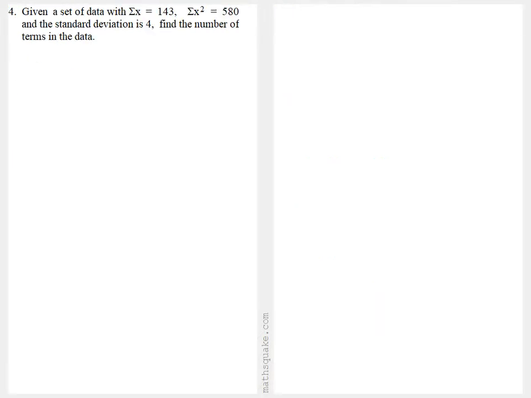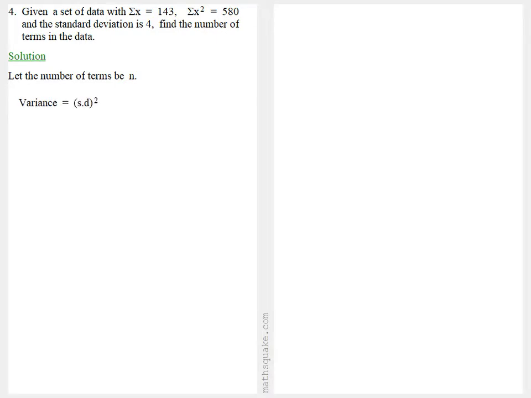Now in question 4, we're given a set of data with the sum of the numbers equal to 143. So sigma x is equal to 143. The sum of the numbers squared, sigma x squared, is equal to 580, and the standard deviation is 4. We want to find the number of terms in the data. Well, to solve this, let the number of terms be n.